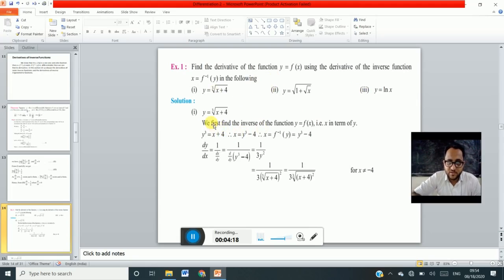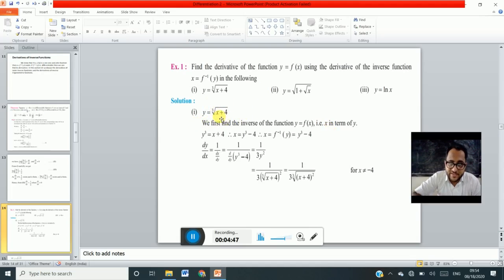So see here, the first function is y is equal to cube root of x plus 4. What we first of all do here is find the value of x in all examples, and when we find the value of x, then we have to differentiate that. We first find the inverse of the function, that is x in terms of y. X in terms of y means we have to find the value of x from this given equation.